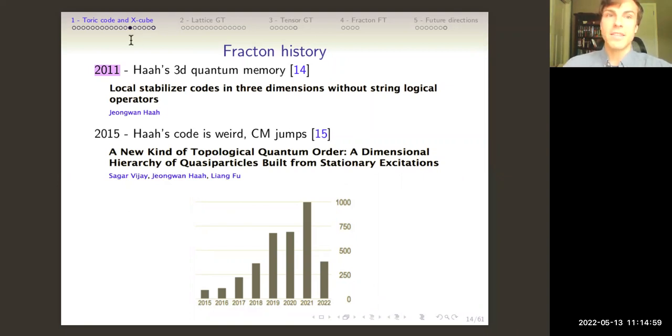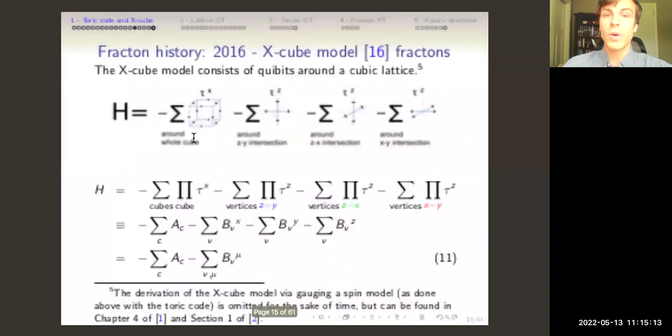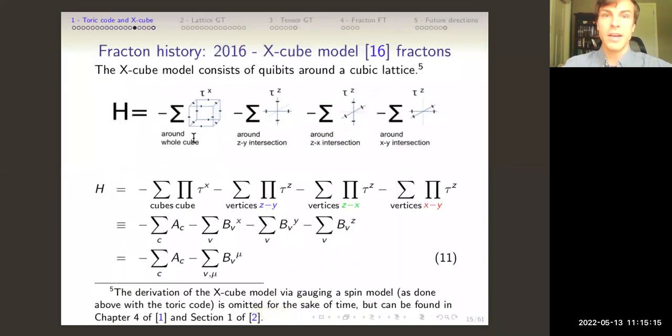And in that sense, the same gauging procedures of spin models, as well as the tensor gauge theory and lattice gauge theory that we'll cover soon, lended itself to describing these spin models. So what is this XQ model? This kind of stereotypical model of fractons.